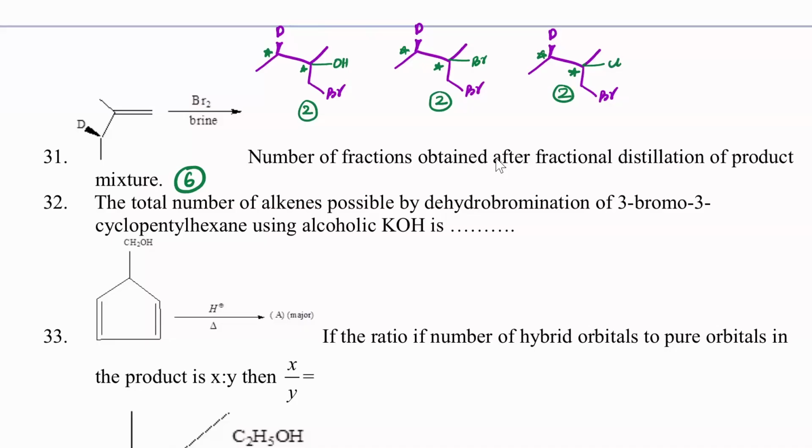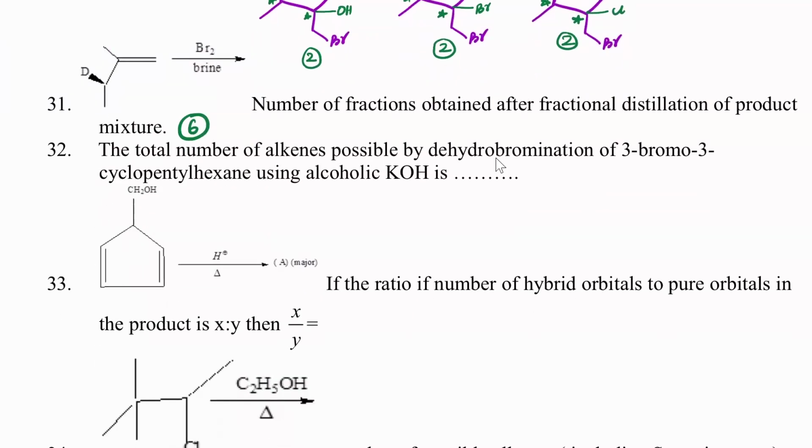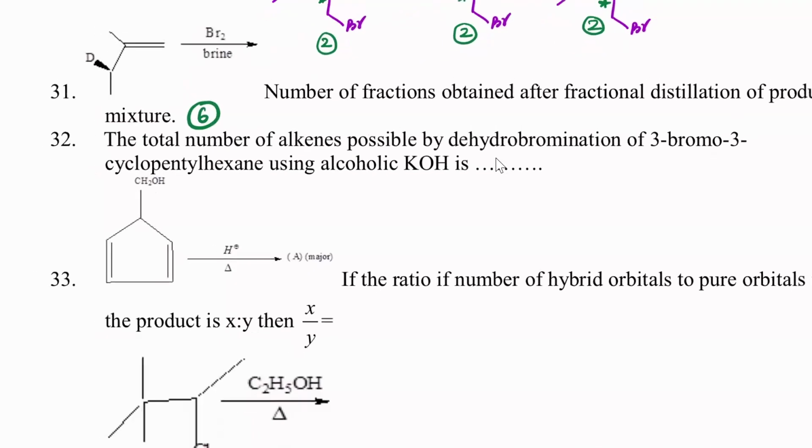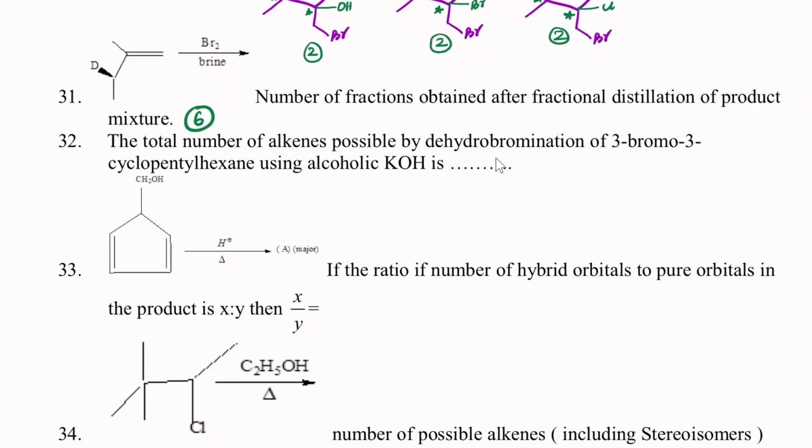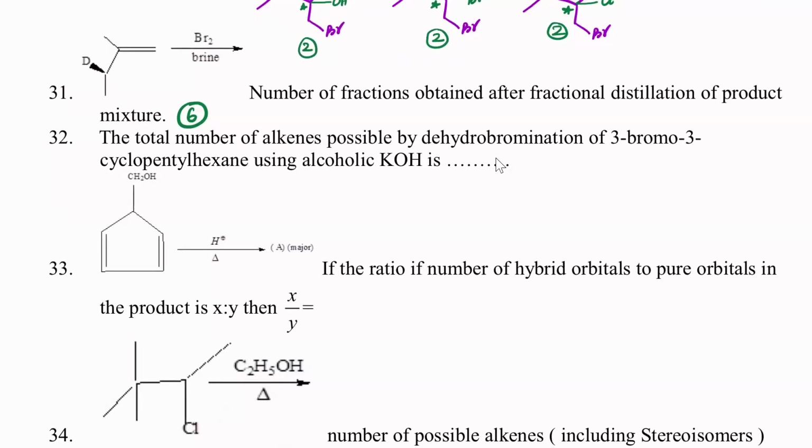The total number of alkenes possible by dehydrobromination of 3-bromo-3-cyclopentyl hexane using alcoholic KOH. 3-bromo-3-cyclopentyl hexane. So we have hexane, with cyclopentyl here.